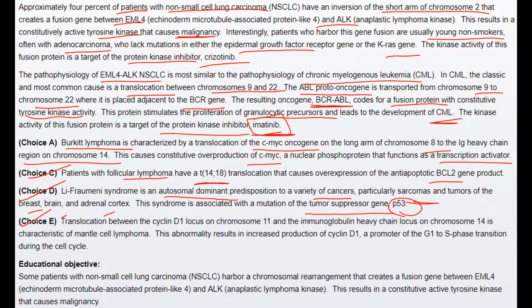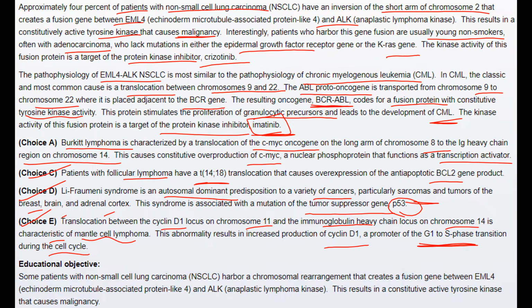In choice C, translocation between the cyclin D1 locus on chromosome 11 and the IgG heavy chain locus on chromosome 14 is characteristic of mantle cell lymphoma. This abnormality results in increased production of cyclin D1, which is a promoter of the G1 to S phase transition during the cell cycle.